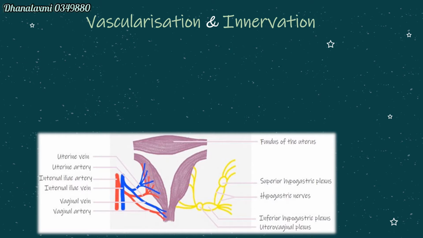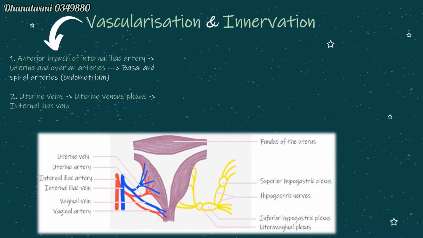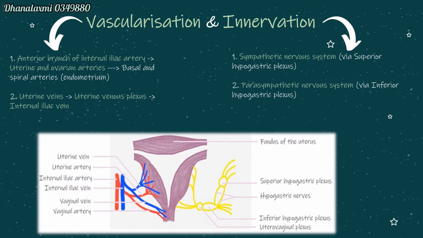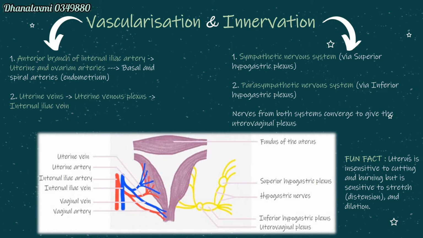As for its vascularization, oxygenated blood is provided to the uterus via the uterine arteries descending from the anterior branch of the internal iliac artery, while deoxygenated blood is then carried by uterine veins through the uterine venous plexus towards the internal iliac vein. Finally, the uterus is innervated by both the sympathetic and parasympathetic nervous systems via the uterovaginal plexus. I will now let Yanlin proceed.